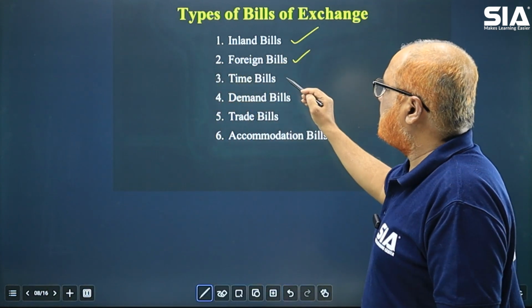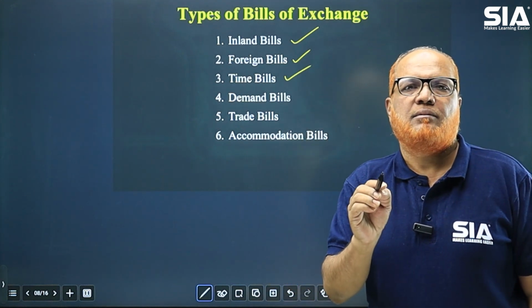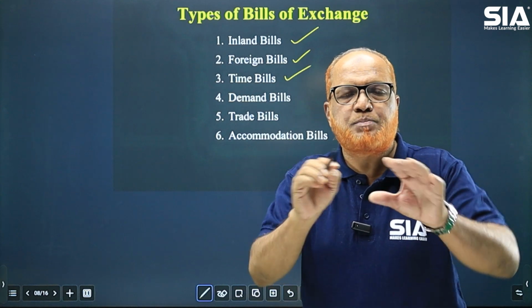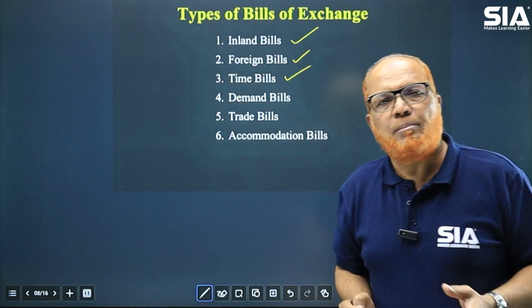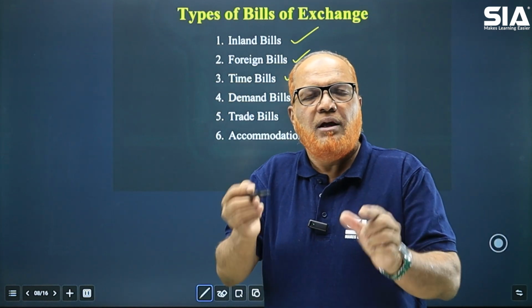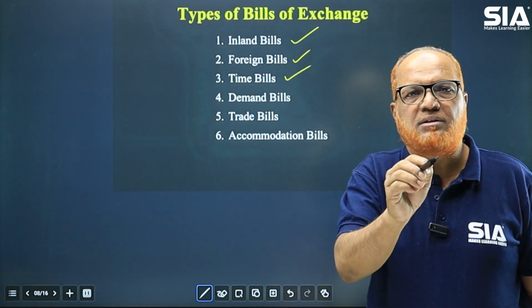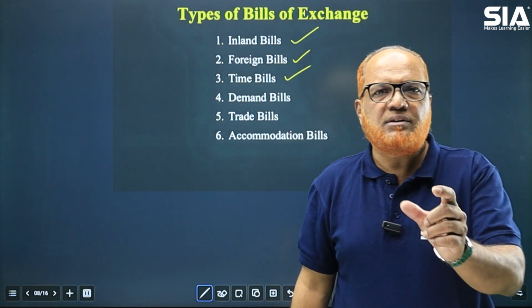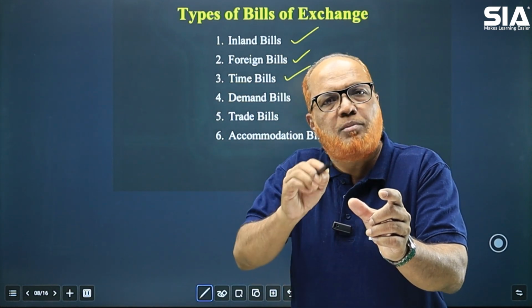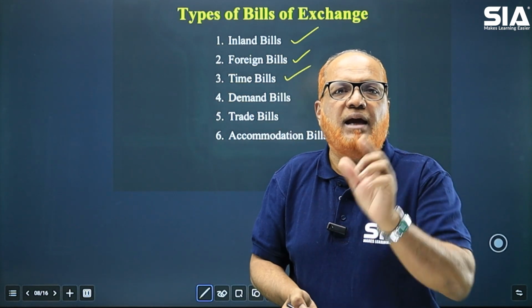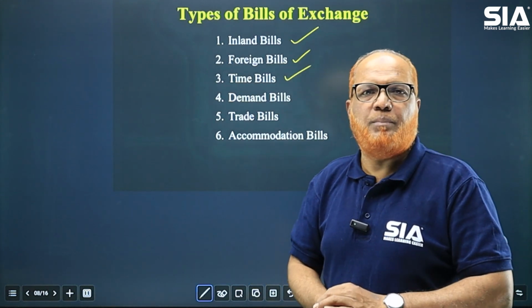Next one is time bill. When the duration of the bill is specified in the bill of exchange, it is called time bill. Example, A has drawn a bill in which it is given that the bill is due for payment after 3 months. That means before 3 months, it is not to be paid. It is to be paid after 3 months. It is called time bill because duration is specified in the bill.